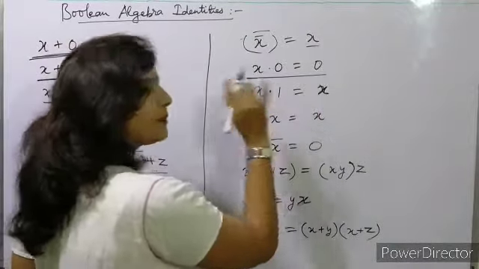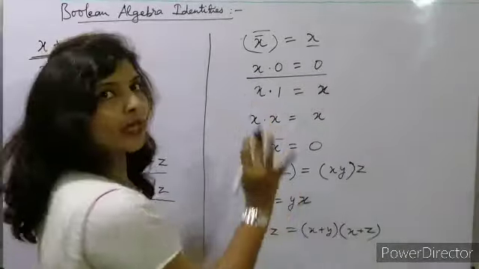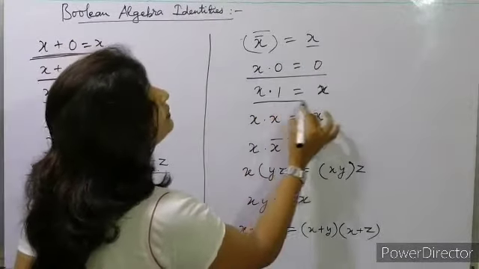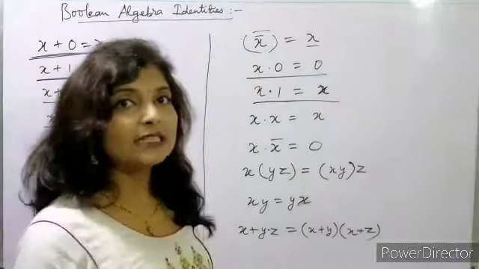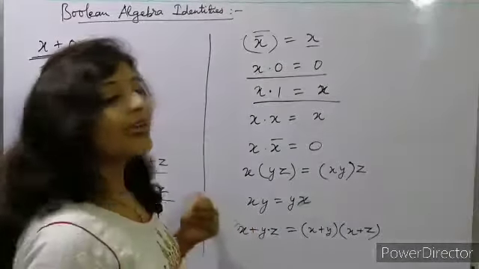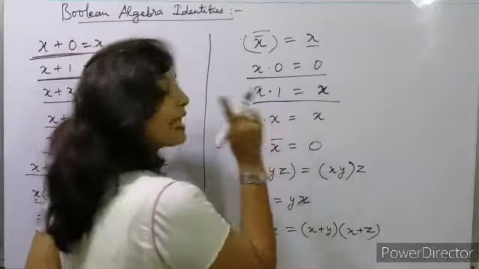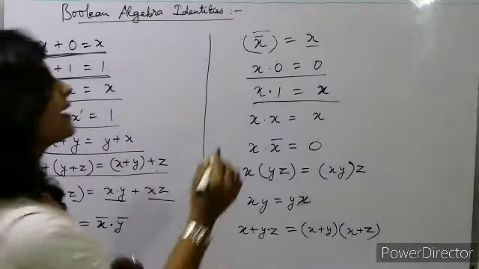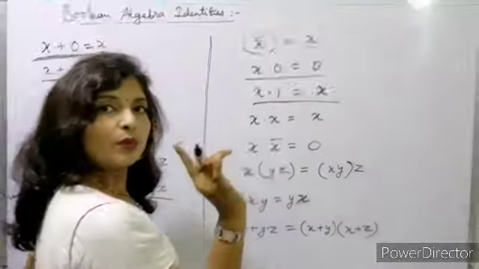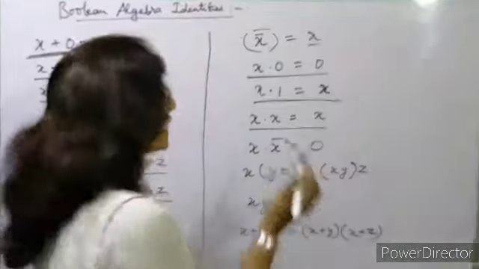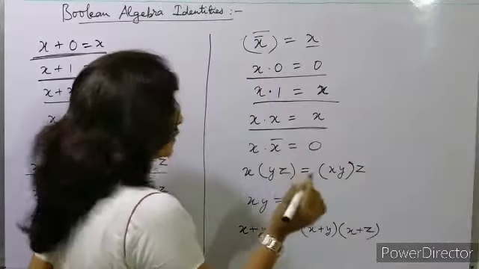Whenever we are multiplying x by 0, we'll get 0, okay. And x into 1 will be x. Yeah, we have seen this in postulate, and that is showing identity, okay. X plus 0 is equal to x, x multiplied by 1 is equal to x, okay. X plus x is also x, x multiplied by x will be x, okay.